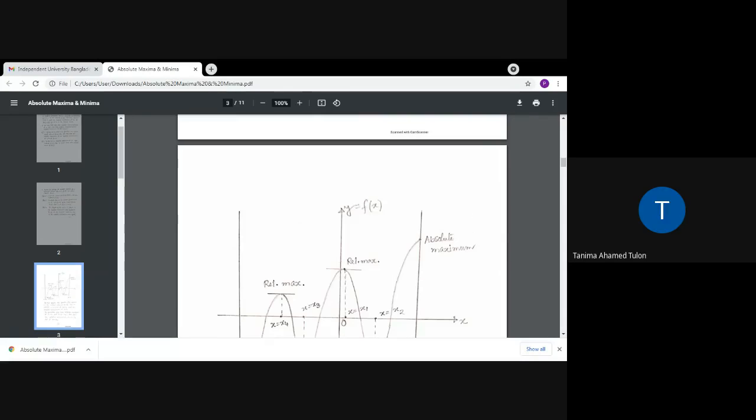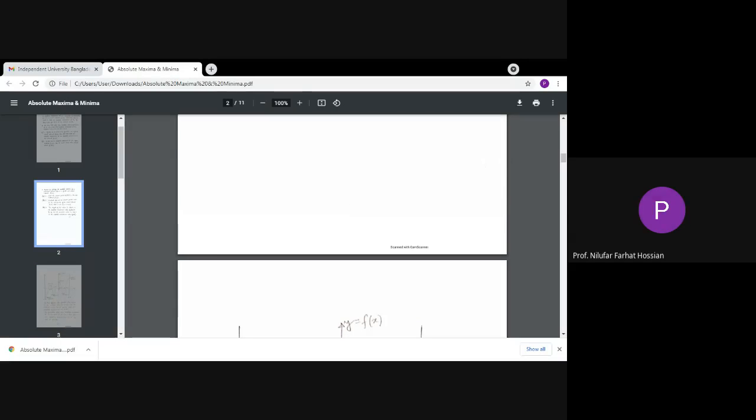If f(x) is discontinuous, in that case there may not be any absolute minimum or absolute maximum, any one of the two. Either there will be no absolute maximum or there will be no absolute minimum. It depends on the shape of the graph where the discontinuity is occurring.